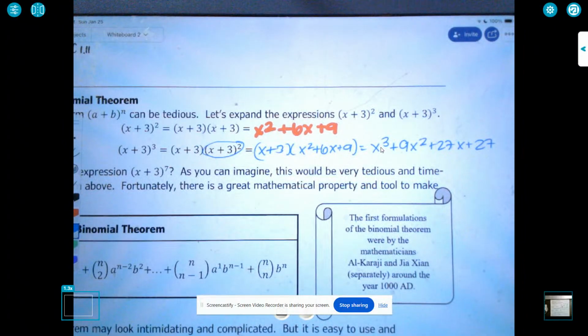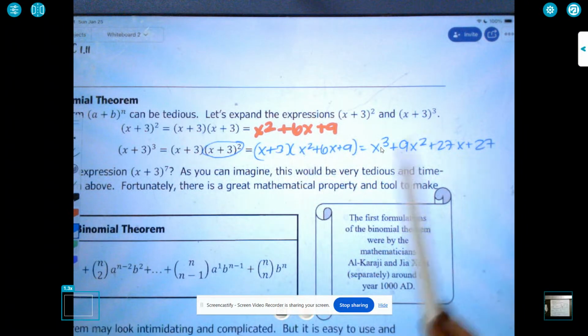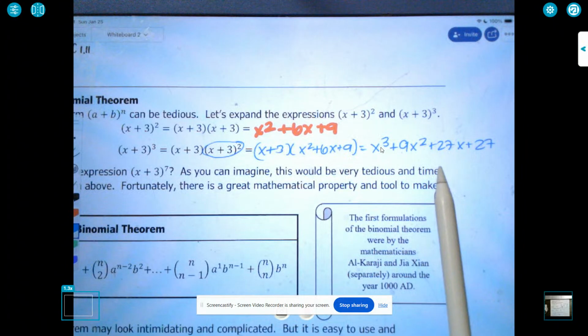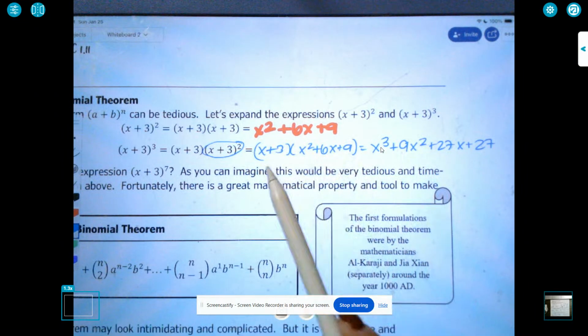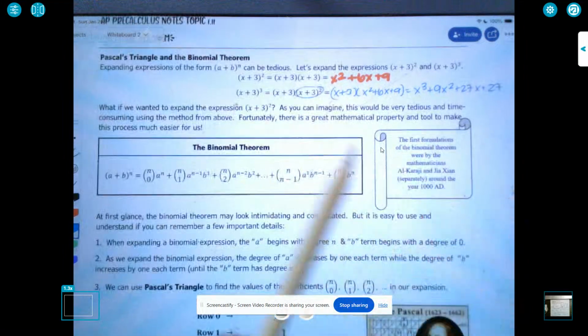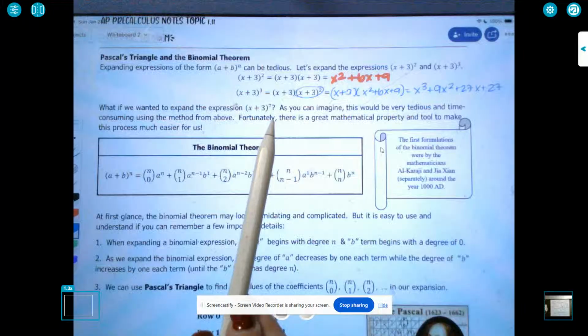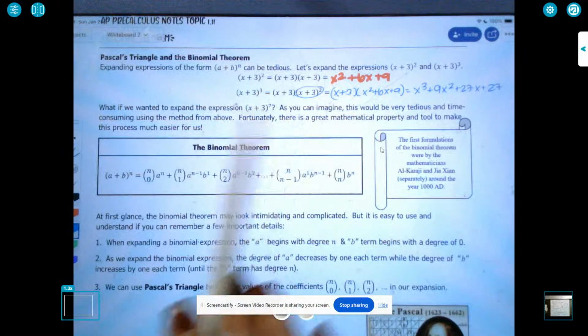Okay. And then if you wanted to do to the fourth, we could do another x plus 3 times our cubed answer, and so forth. But again, the larger and larger this exponent gets, the more tedious that becomes working all of that out. So there is a shortcut. If we wanted to expand x plus 3 to the seventh, this would be a very time-consuming process. So there is a wonderful tool to make this easier.